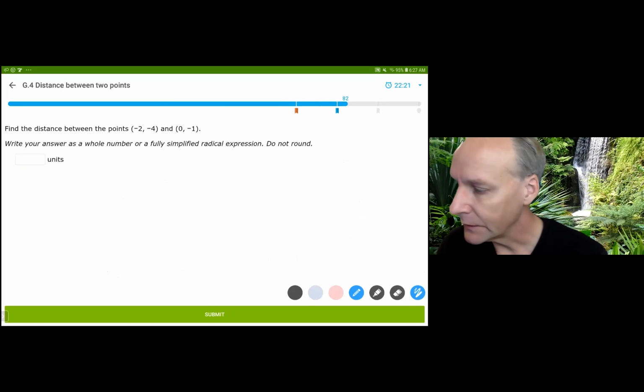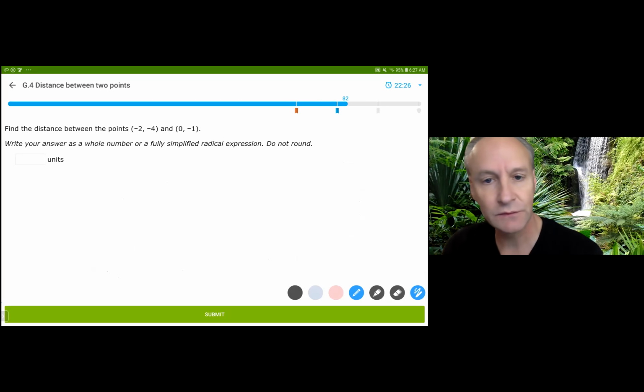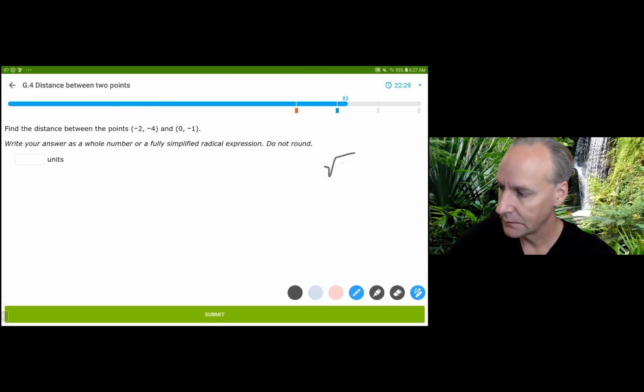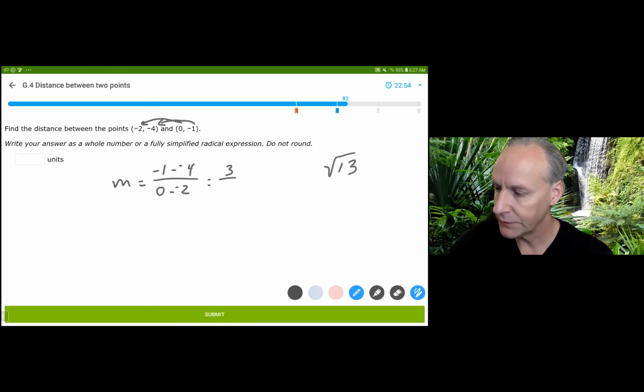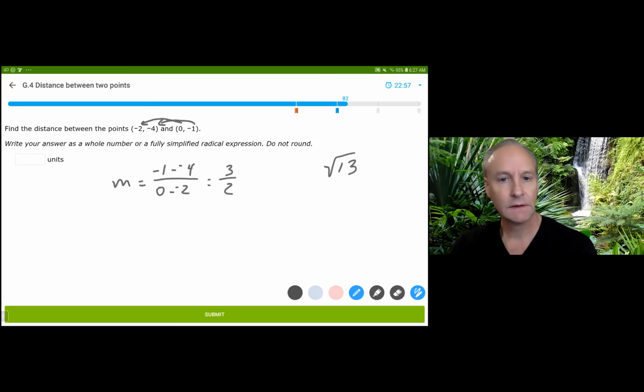And what do we have here? It looks like we're looking at 9 and 4, which is the square root of 13. Nice and easy. All I did was take my slope kind of in my head. The slope is -1 minus -4 over 0 minus -2. This happens to be 3 over 2. Now that is the slope, and it's unreduced. You never want to reduce it.